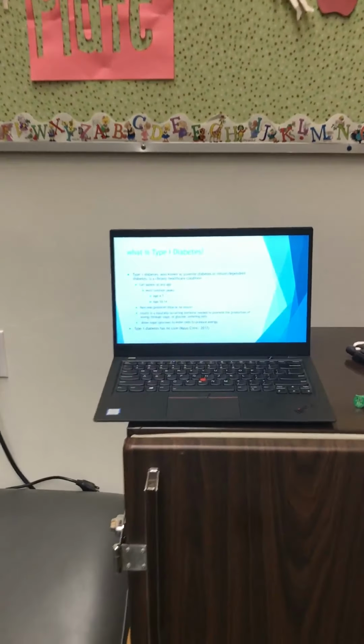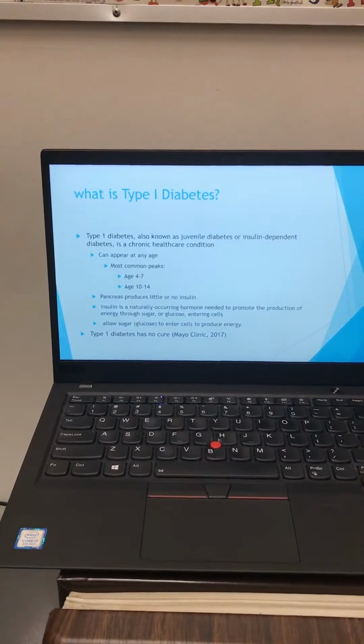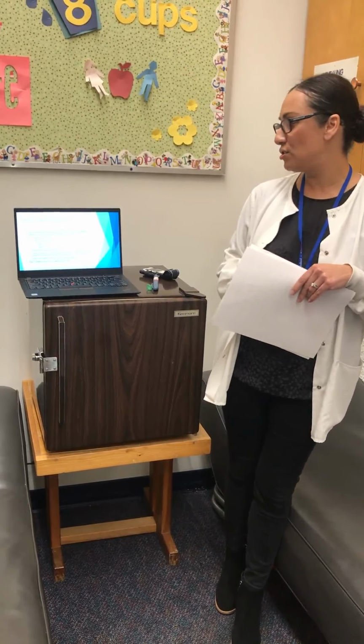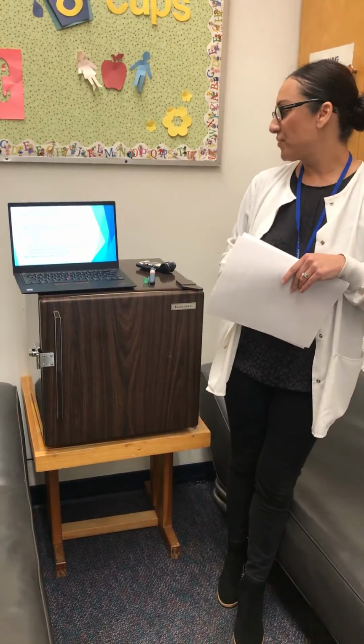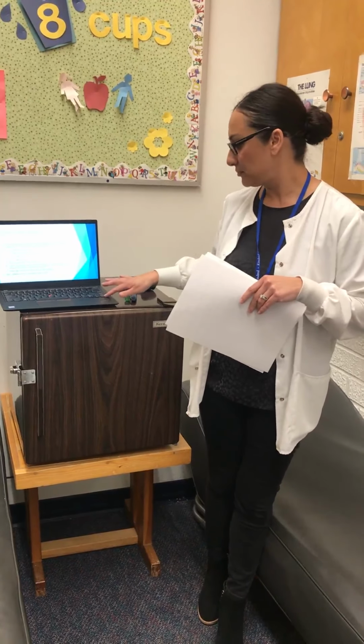What is type 1 diabetes? Type 1 diabetes is also known as juvenile diabetes or insulin-dependent diabetes. It's a chronic healthcare condition that can appear at any age, with most common peaks at age 4 to 7 and age 10 to 14. The pancreas produces little to no insulin. Insulin is a naturally occurring hormone needed to promote the production of energy through sugar, or glucose, entering the cells. Type 1 diabetes has no cure as well.